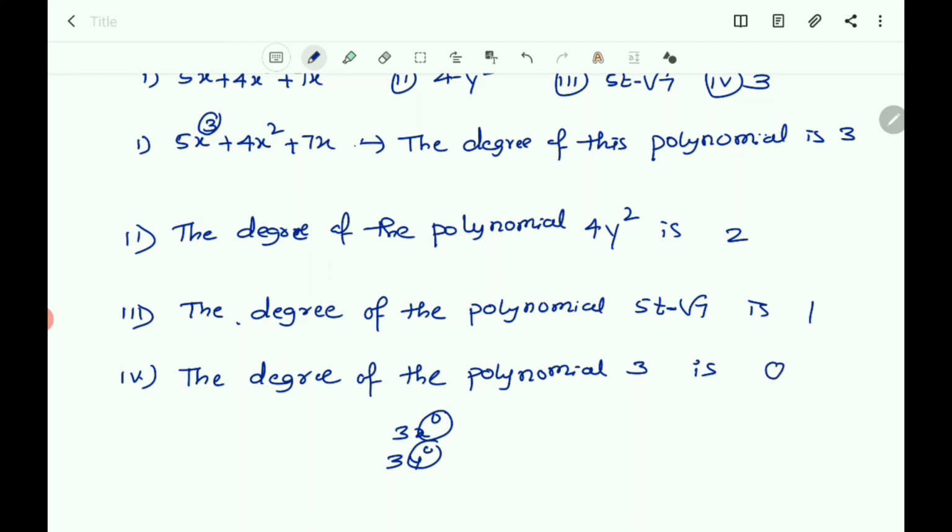3 is there, means that is 3x to the power of 0 or 3y to the power of 0, so you can take the power of the variable here as 0. So the degree of this polynomial, if there is only one constant, then the degree of the polynomial is 0 here. So the degree of the polynomial 3 is 0.